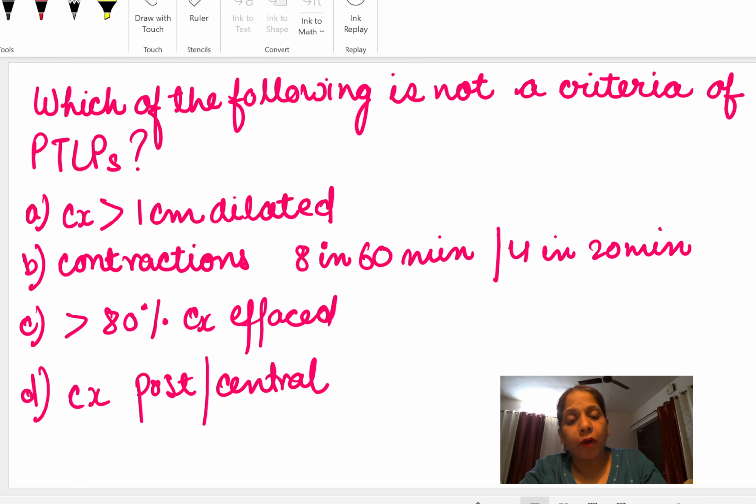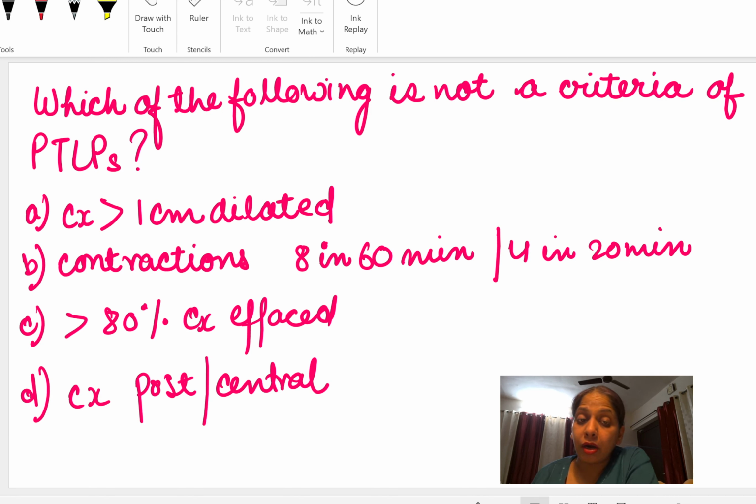Next is, which of the following is not a criteria of, this was a question which you did wrong. This was the INICET May 2022 question. Cervix more than 1 centimeter dilated, it is right. Contractions 8 in 60 minutes or 4 in 20 minutes, it is also right.